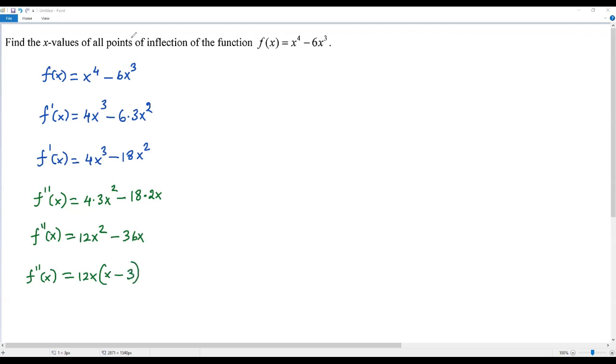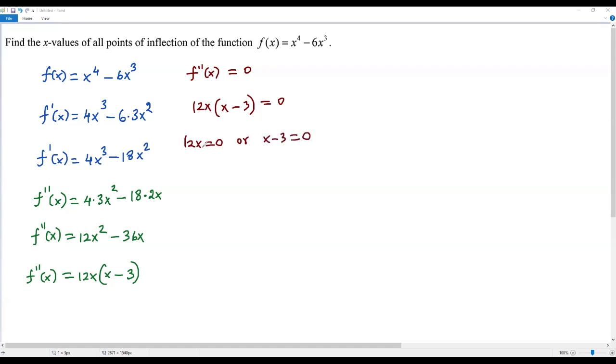So in my next step, I'm going to equate this second derivative to 0. When I do so, I'm getting 12x times x minus 3 equals 0. Here we can assume this is one term and this is another term, so the product of two terms equals 0. Whenever the product of two terms equals 0, either the first one has to be 0 or the second one has to be 0, or both of them may be 0. So the first one may be 0 or the second one may be 0.